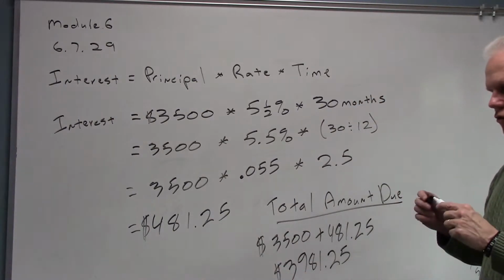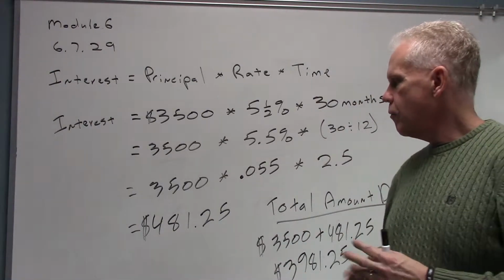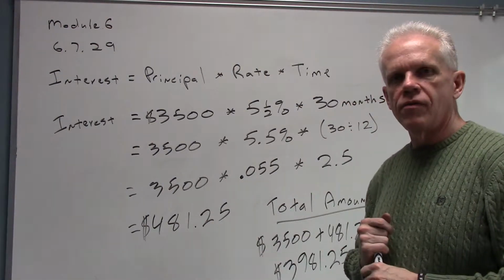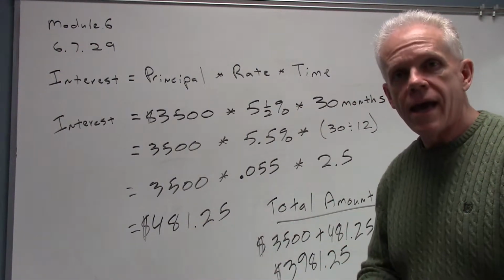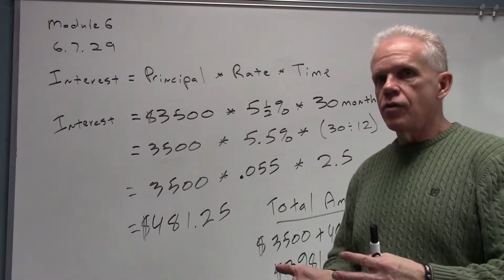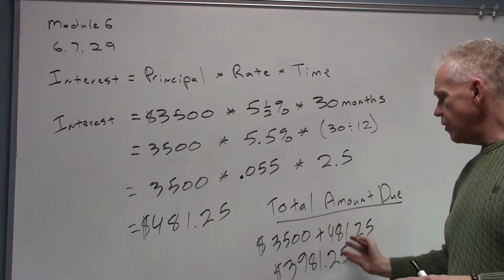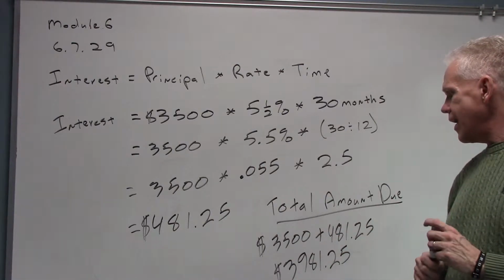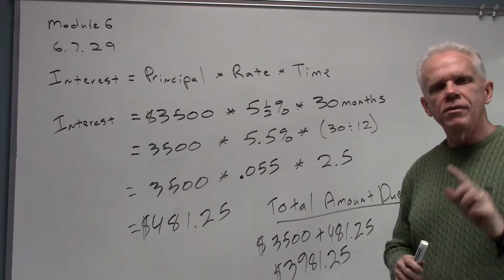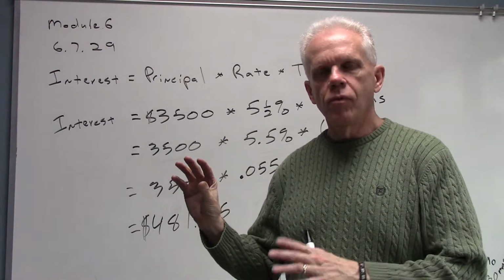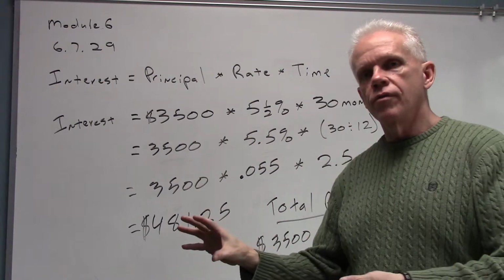So if the question asks you how much interest do you have to pay, well, the amount of interest you have to pay to use this money is $481.25. If it goes on and asks what's the total amount due at the end of the loan, well, the total amount due is how much you borrowed plus that interest, $3,981.25. Be very careful that you pay close attention to what the question asks, whether they're asking for just interest or the total amount due.